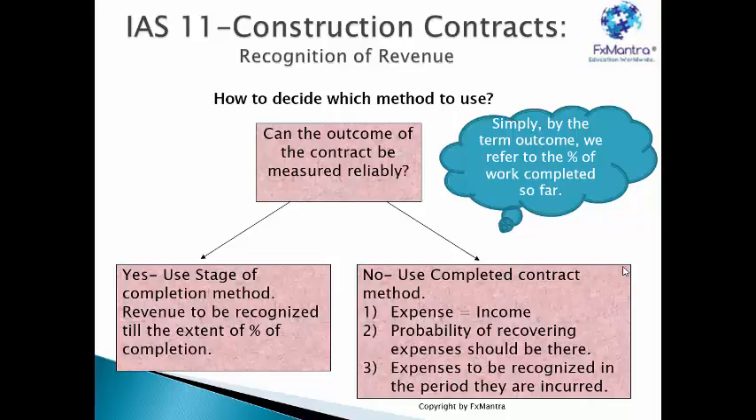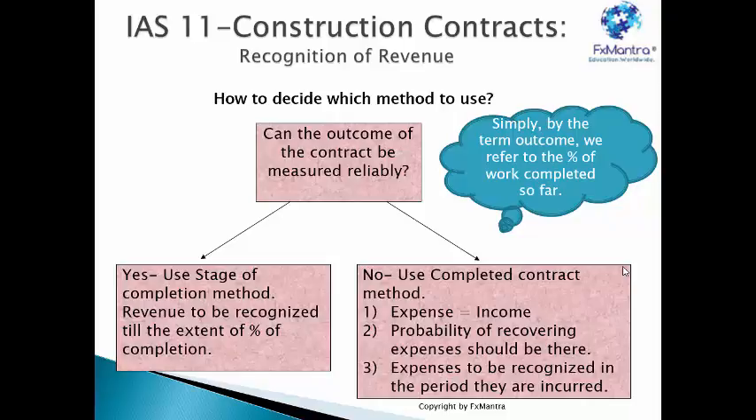First of all, the first step is we need to focus on whether we are in a position to measure the outcome of the contract reliably. Broadly speaking, for all practical reasons, by outcome in this particular decision box, we would be referring to the percentage of completed work so far on the contract. For example, in the first year, if you feel you have a reliable estimate that I have completed 20% out of the 100% of the contract, then probably I would go for only 20% as the reliable estimate.